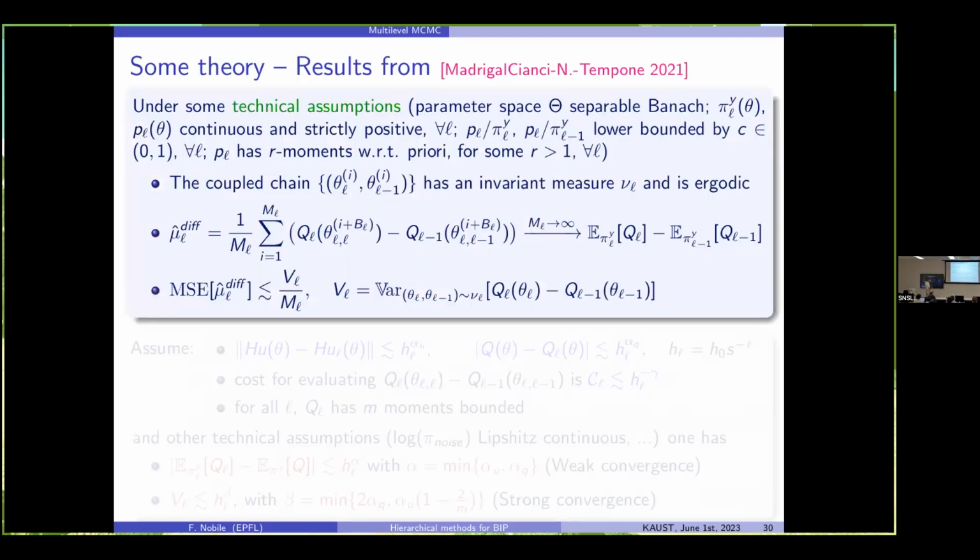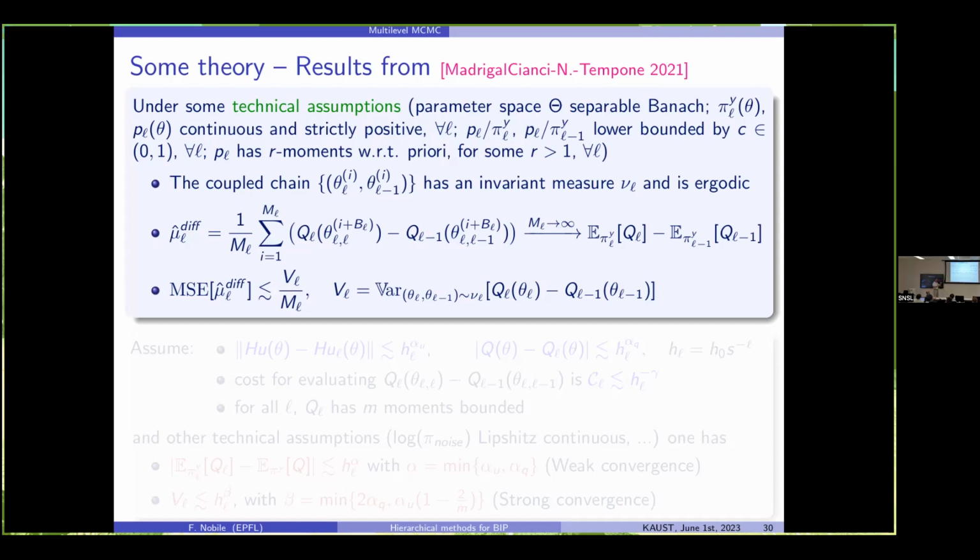Some pieces of analysis. Since we are in the setting of an independent sampler, it's not too difficult to analyze things. What we could show is that you usually need the condition that the proposal dominates the target. So what we need is that the ratio between the proposal PL and the target, either at level L or at level L minus one, is lower bounded by some constant between zero and one. This guarantees that the independent sampler on each chain separately converges.